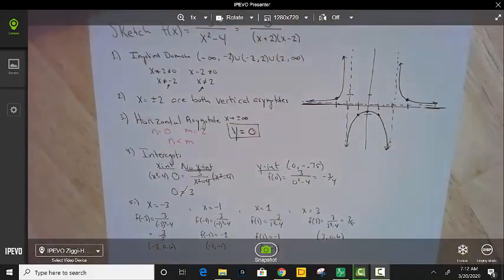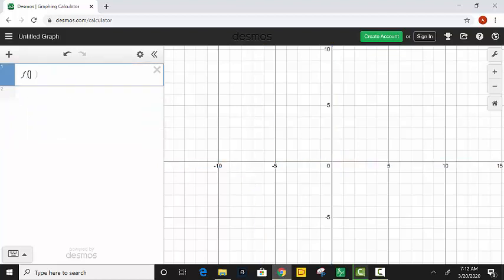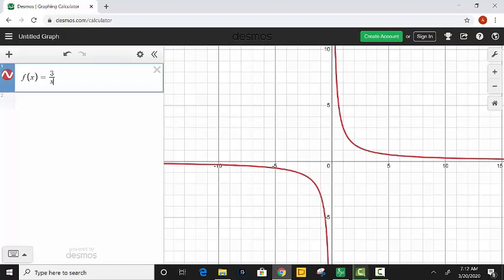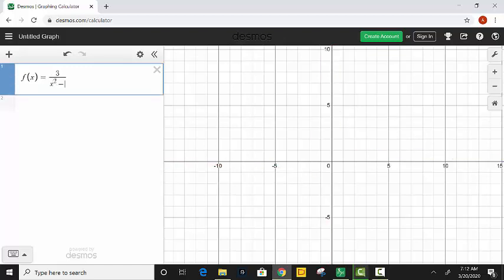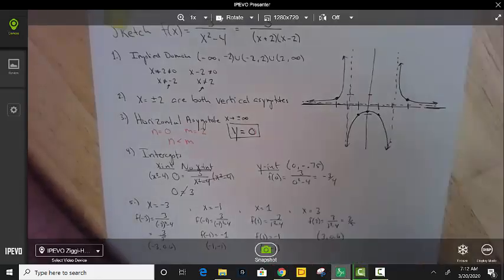Okay? And so then if we go to Desmos, let's just run through and do a quick check of this. 3 over x squared minus 4. We do see that we get the graph similar to what we've created manually. Okay? And so, guys, take advantage of Desmos.